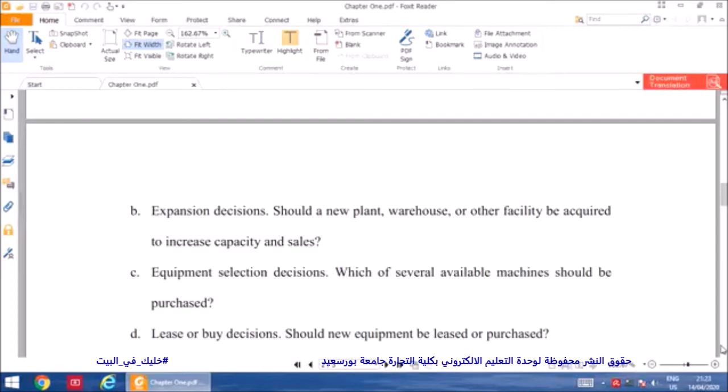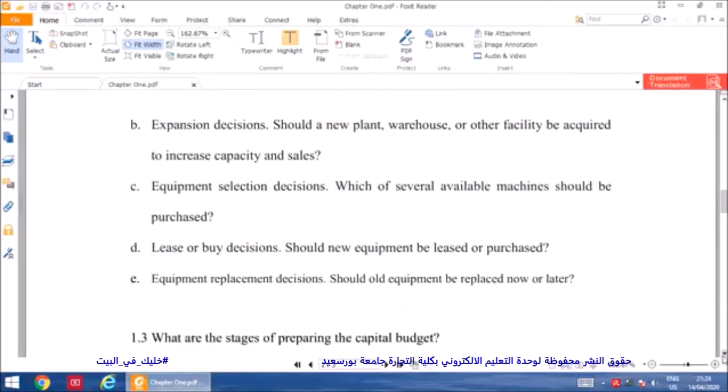Third decision, equipment selection decisions. Which of several available machines should be purchased?